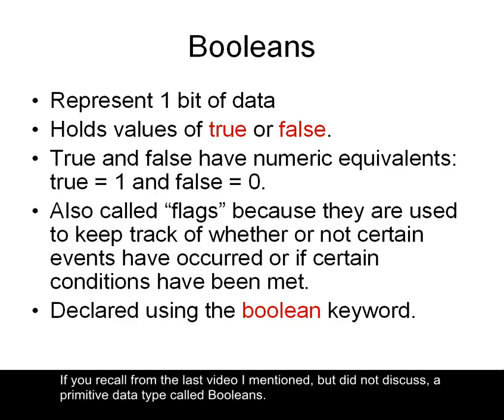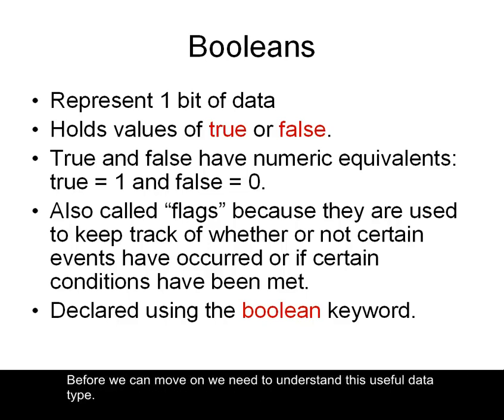If you recall from the last video, I mentioned but did not discuss a primitive data type called booleans. Before we can move on, we need to understand this useful data type. Booleans represent one bit of information. They have two possible values, true or false.